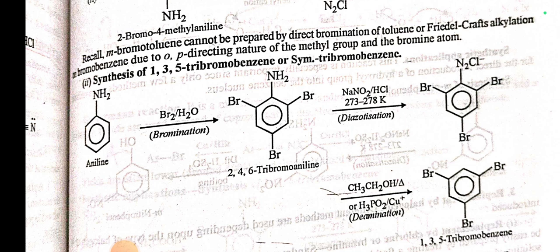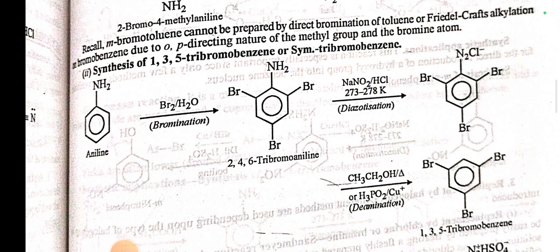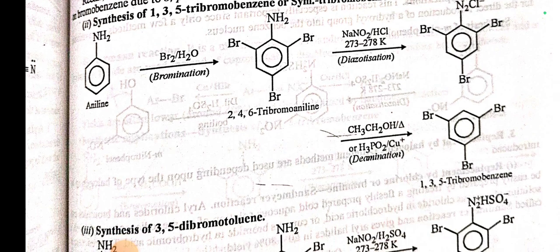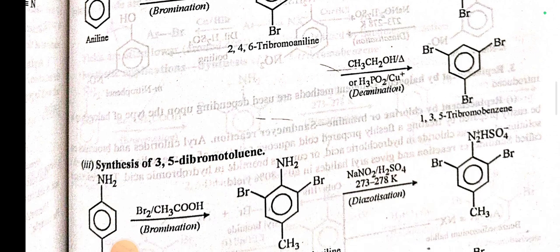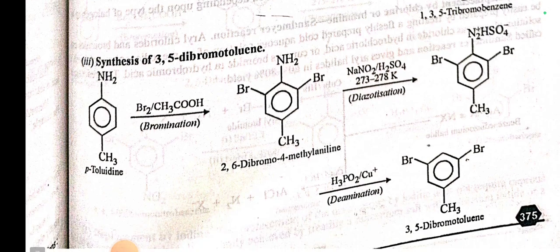Number 2. Synthesis of 1,3,5-tribromobenzene or symmetrical tribromobenzene. Aniline reacted with Br2/H2O, bromination, gives 2,4,6-tribromoaniline. Then diazotization takes place in presence of NaNO2/HCl at 273 to 278 Kelvin temperature, and after deamination 1,3,5-tribromobenzene will be formed.